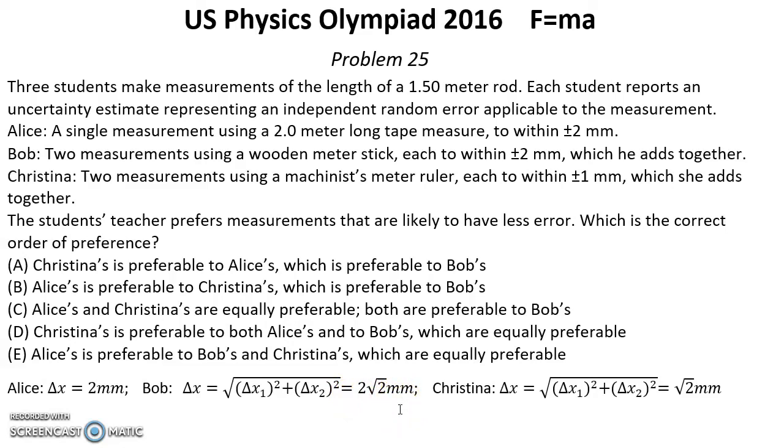And Christina has the same rule, but with uncertainty 1 millimeter. So that will be a result of square root of 2 millimeters. So it means that Christina is preferable. Next one is Alice, and the last one is Bob. That's the answer A. That was the solution for problem number 25.